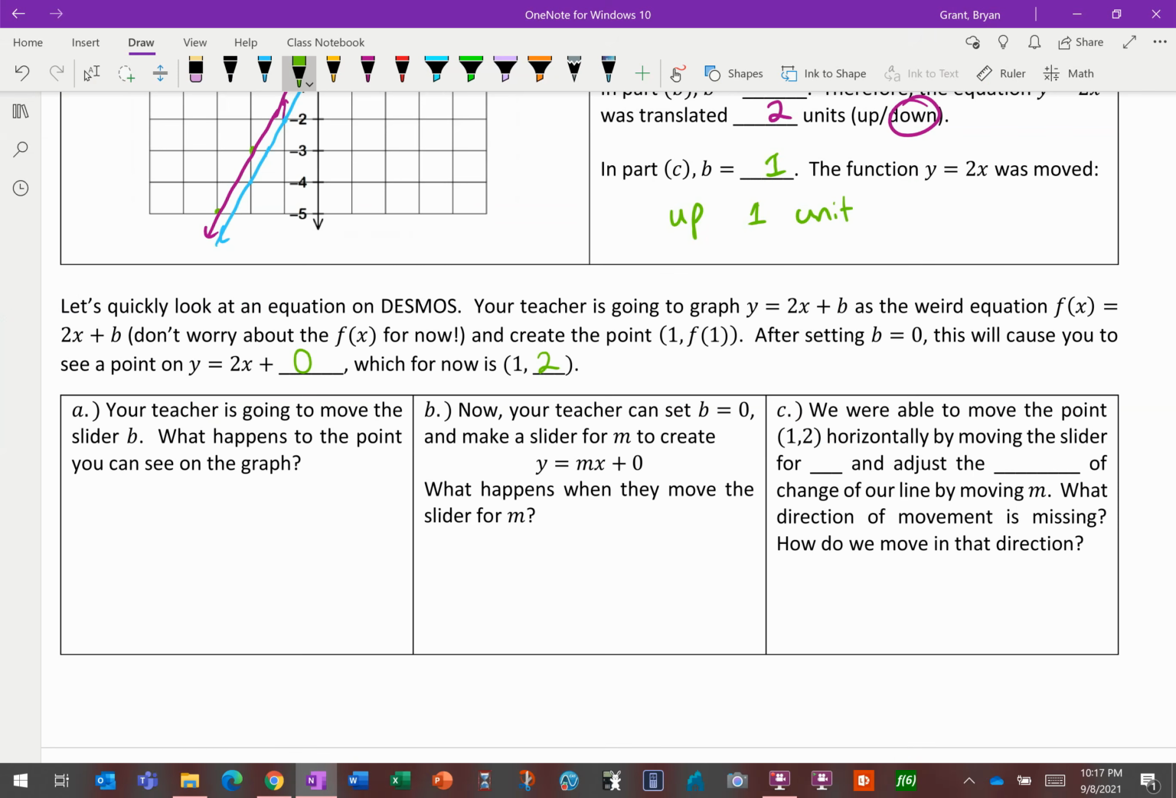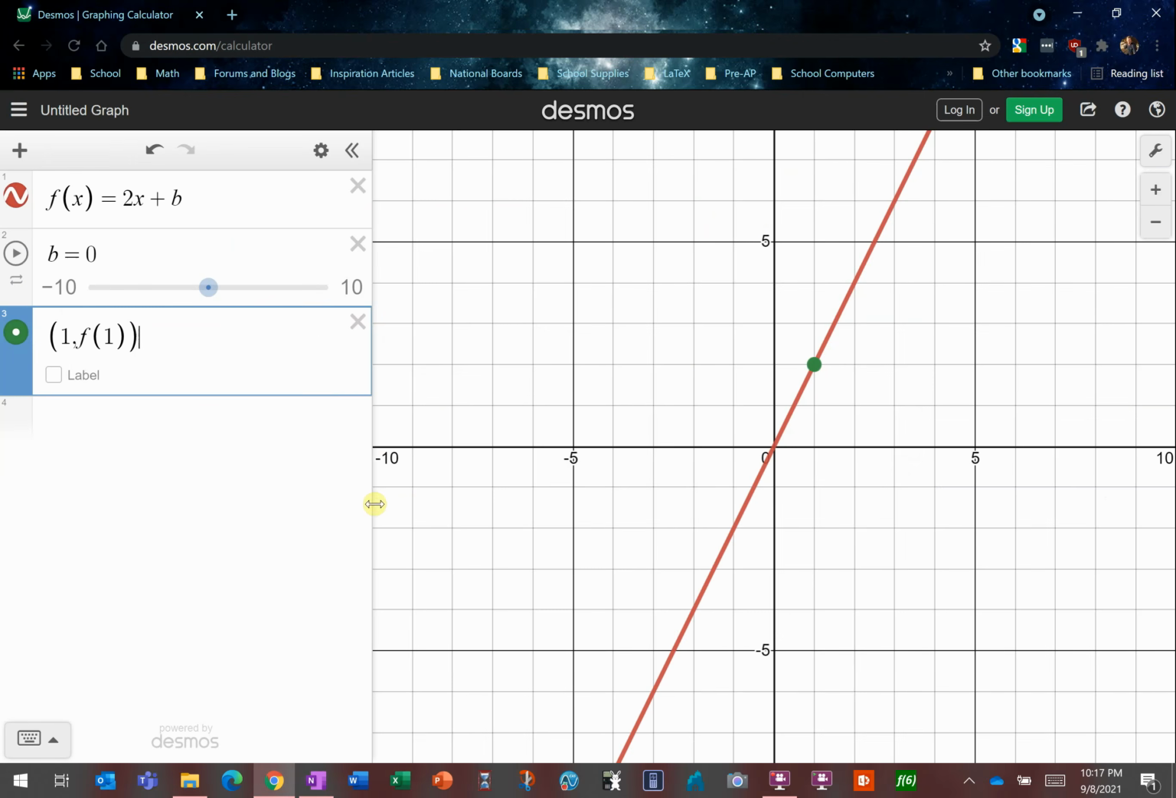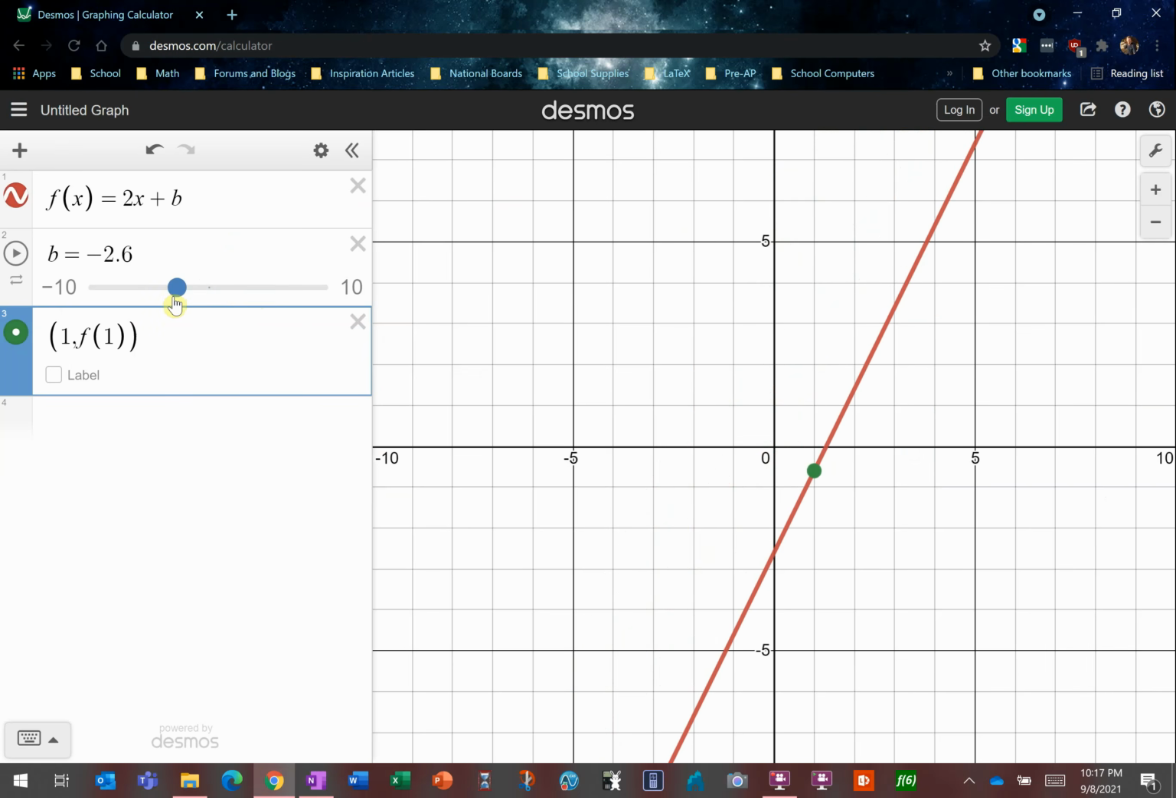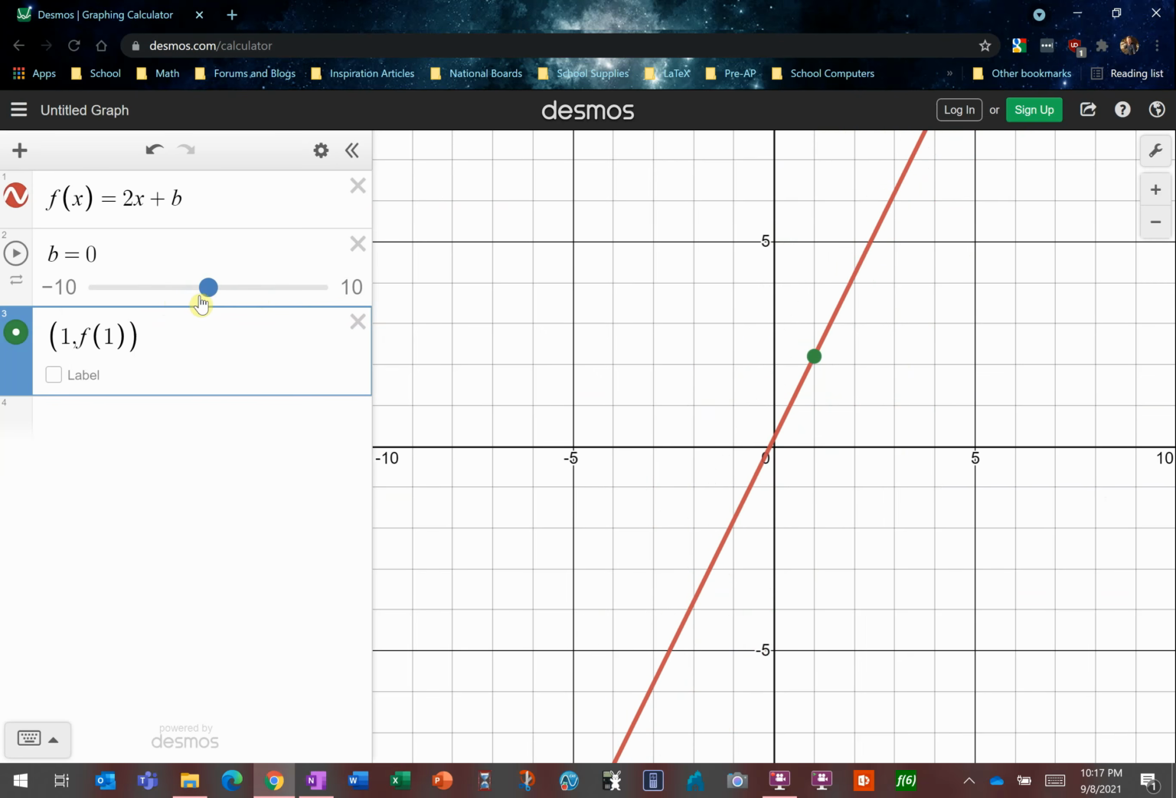I'm going to go ahead and move the slider b, and we're going to try to explain what happens to the point we see on the graph. So watch this point. Let's try and describe its movement. I'm going to slide this to the right, like so. I'm going to slide it to the left. What is happening to that point on our line? Well, can we see that the point is traveling vertically? Right? It moves up and down.